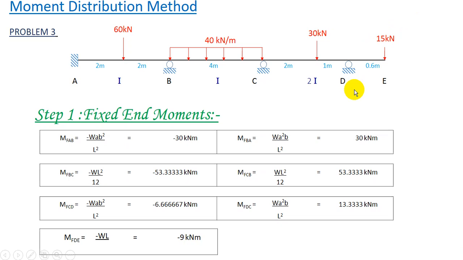This is yet another lecture for the moment distribution method, and this is a continuation of my previous lecture in which we solved problem type 2. This is problem type 3. The distinct feature of this type is that it has an overhang. How to solve problems having overhangs using the moment distribution method is shown here. It has an overhang as well as a pin joint.